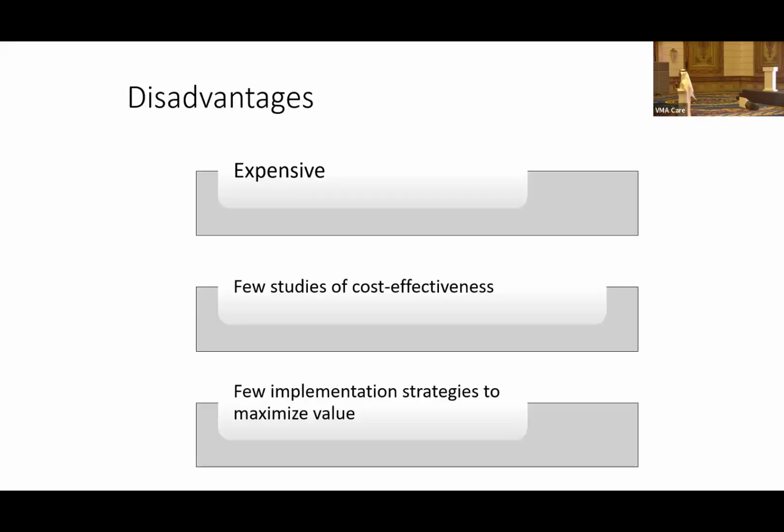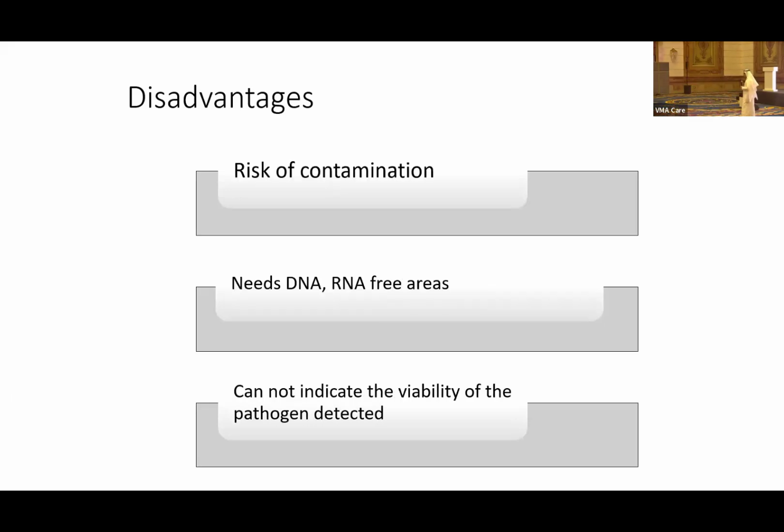The disadvantage: it's expensive. If I want to do one of these tests, it costs me 800 riyal for one test. If I want to do, for example, a respiratory rapid diagnostic test, 800 or 600. Is it cost effective? Will it discontinue the antibiotic? So if you study cost effectiveness, there are a few implementation strategies related to maximizing value. There is also a risk of contamination: you are dealing with molecular testing, so you need a DNA, RNA free area.